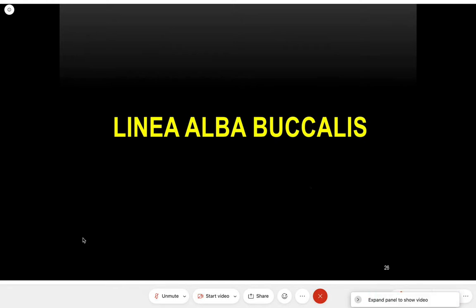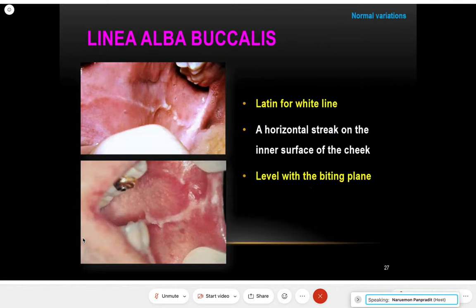Okay, next one. Because when you learn more and more, some characters look similar. Maybe it can cause confusion in your head. Okay, we gradually move on. Next one, the linea alba. What is it? Linea means a line, like this. But be careful, it is spelled LINEA only, because it comes from the Latin word that means white line.